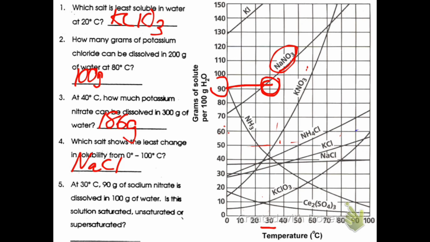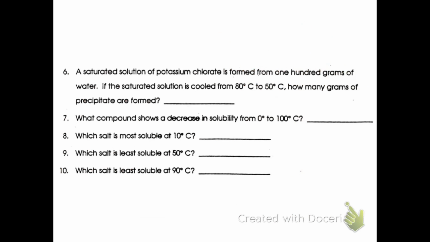What we've got to look at is whether that point is above our sodium nitrate line, below our sodium nitrate line, or on our sodium nitrate line. It's a little bit below the sodium nitrate line. Anytime we're below the line, could we dissolve more? Yes, we could dissolve more, so that means it's an unsaturated solution. There we go. This is pretty easy.